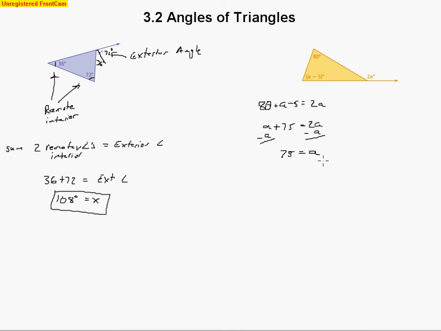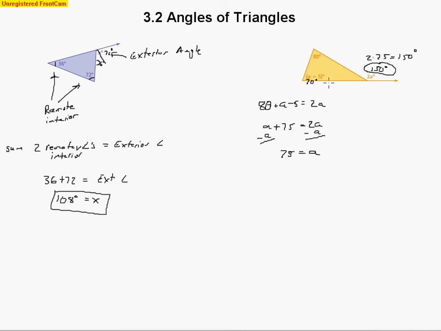Now that is just what a is, but notice we want the exterior angle here. And so if I was to find this angle, I'd have to do 2 times 75, which would equal 150 degrees. So this angle is 150 degrees. Now if they wanted this one, I'd have to take 75 minus the 5, and that would give me 70 degrees here. So that is the angle, and you would see that if we went ahead and added these two angles together, 70 plus 80, they make the 150.